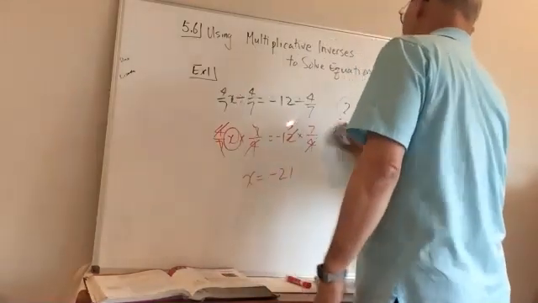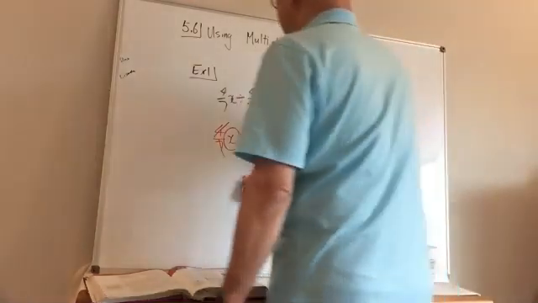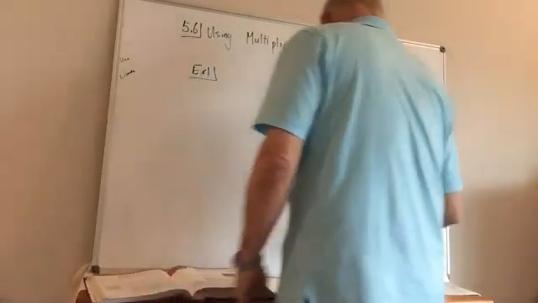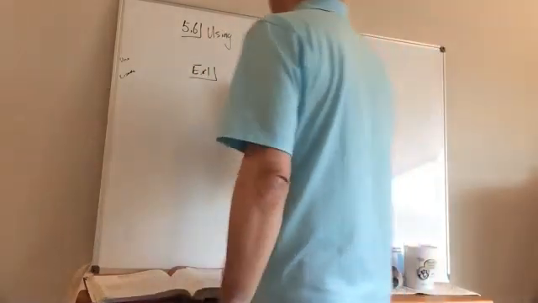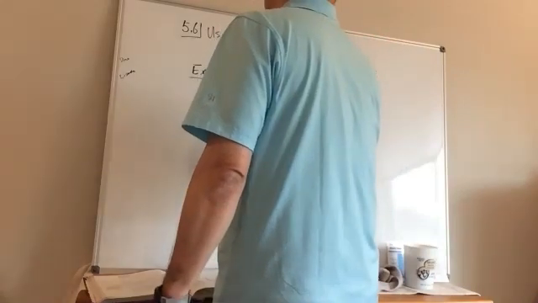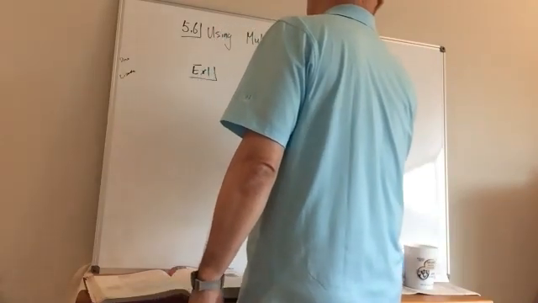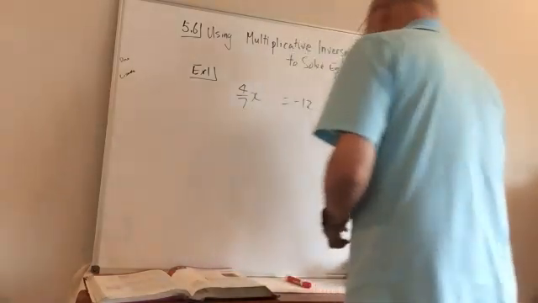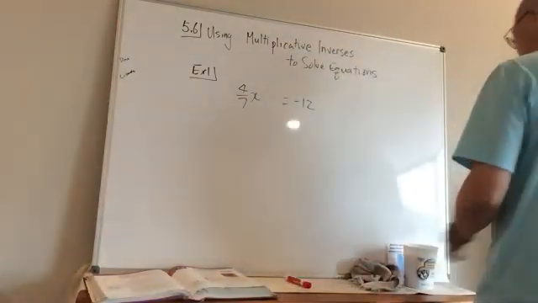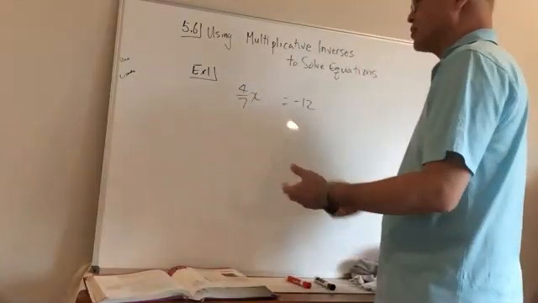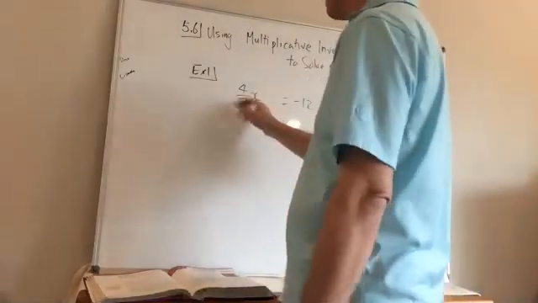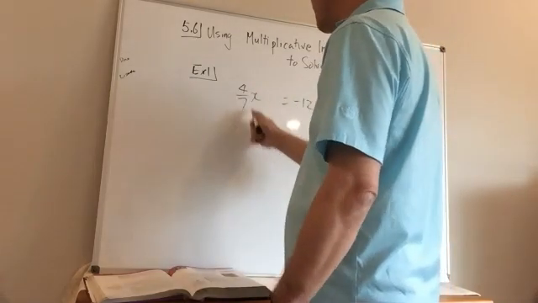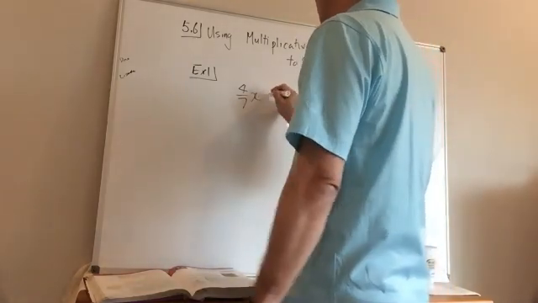I'm going to give you one more way to tackle this. Another way to look at this is to try to clear the fractions. What can I do to clear this fraction, to get rid of the 7 underneath? I can multiply everything by 7, correct?